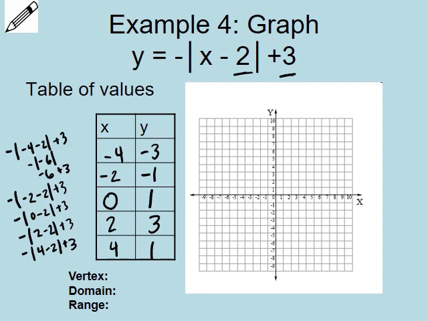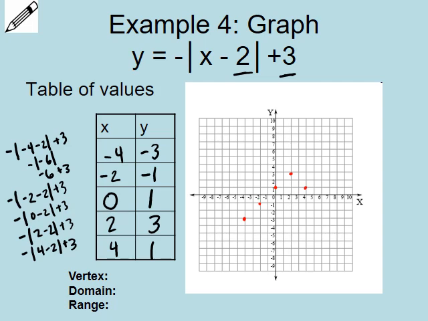Let's plot our dots and see if I've got some symmetry going on. If I need to add a point: negative 4, 3; negative 2, negative 1; 0, 1; 2, 3; and 4, 1. Oh, I went back down. I'm noticing a little bit of symmetry there. Maybe looks like my V is upside down.